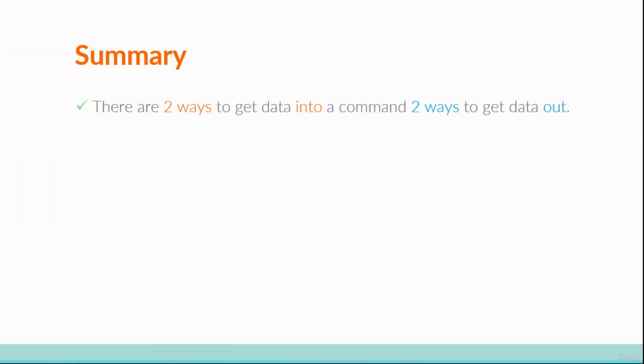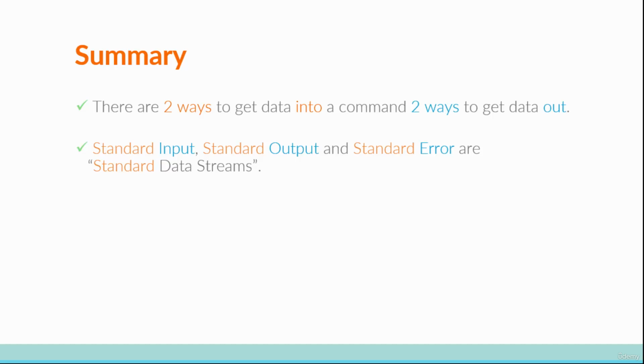Awesome! So in this video, you've learned some incredibly important concepts. As a quick recap, we learned that there are 2 ways to get data into commands and 2 ways to get data out. The ways in are standard input and command line arguments, and the ways out are standard output and standard error. Now, the 3 ways that start with the word standard are examples of standard data streams. We mentioned that standard output is where the outputted data for a command goes, and that standard error is where the error and log messages for a command goes.